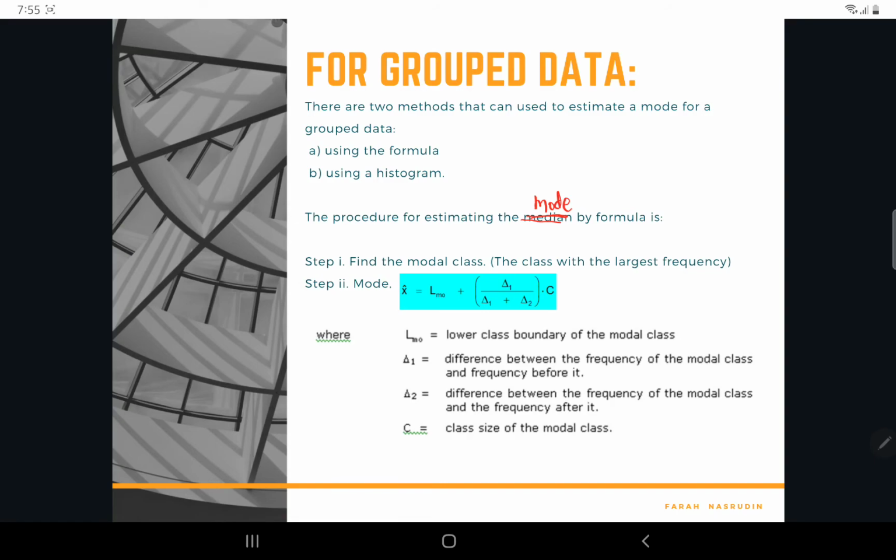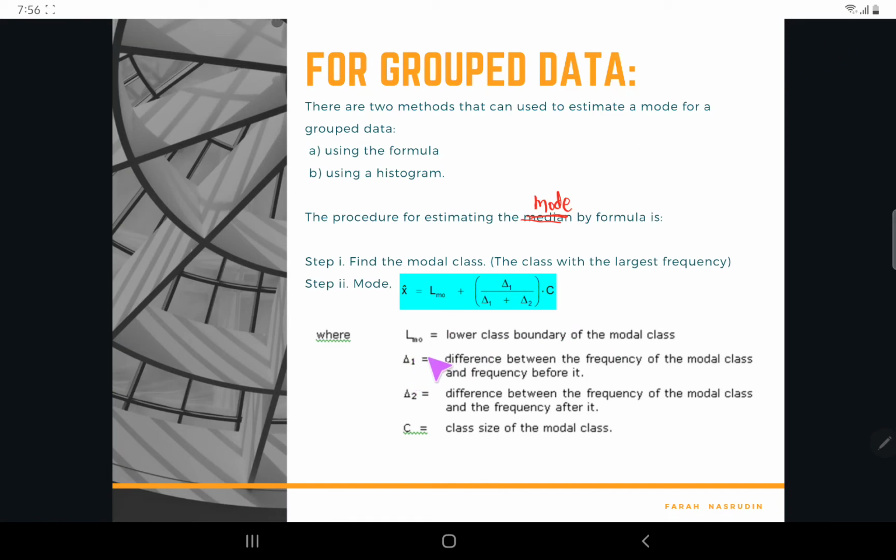Step 1, we need to find the mode class. Mode class sama macam tadi median lah, kita kena cari median class, but this time we need to find the mode class. The class with the largest frequency yang paling besar. And then find the mode using the formula. So this is the symbol for the mode. In this formula we have here L_Mo. What is L_Mo? The lower class boundary of the mode class.